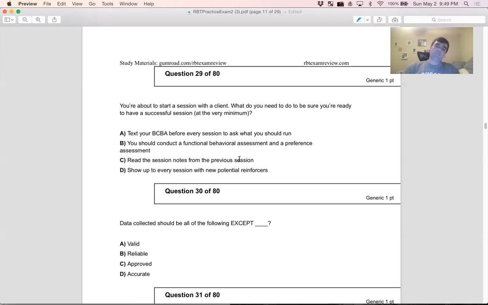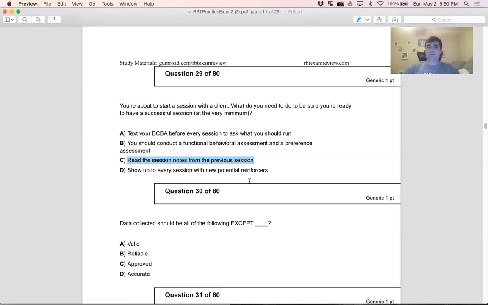C, read session notes from the previous session. Yes, right? This is especially true if you work on a team with more than one RBT, okay? You need to be aware of what's going on outside of your sessions. Okay? What happened before, what happened the previous session, was anything new introduced, anything new mastered, any new behaviors. So at the minimum, you should be reading these session notes from the previous session. Even if you're the only one on the case, okay, you want to refresh yourself. Okay, what did I do yesterday? What are our goals today, etc.